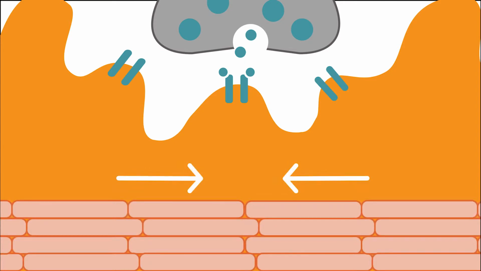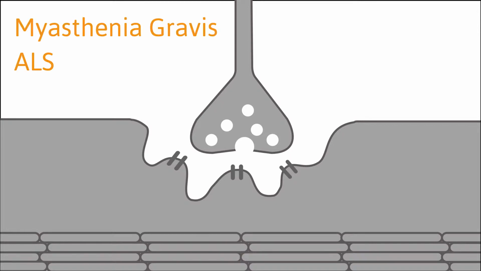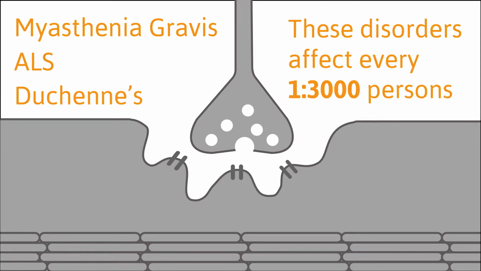in muscle contraction. Diseases that impair the functioning of muscles either directly or indirectly via motor neurons are referred to as neuromuscular disorders. Neuromuscular disorders include Myasthenia gravis, ALS, and the muscular dystrophies such as Duchenne's. Collectively, these disorders exceed an incidence of 1 in 3,000.